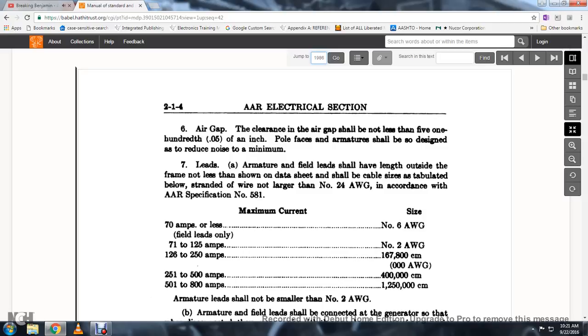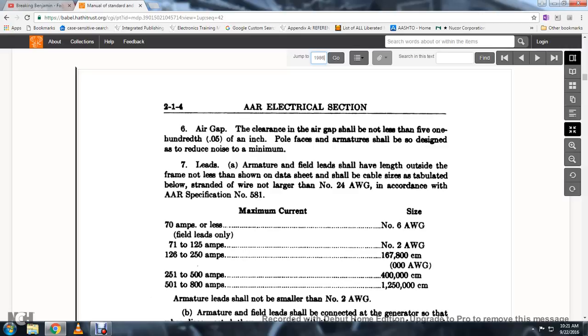Maximum current 70 amps or less: the wire size is number 6 AWG, field leads only. 71 to 125 amps: number 2 AWG. 126 to 250 amps: 1,670 centimeters, or 000 AWG. 251 to 500 amps: 400,000 centimeters.